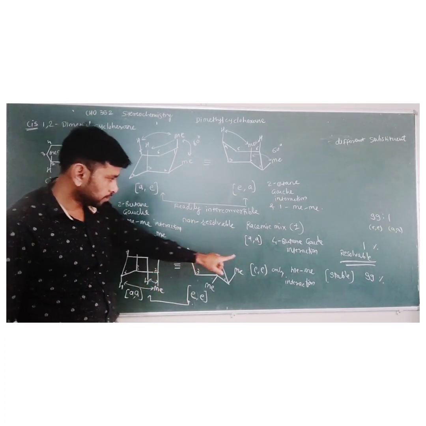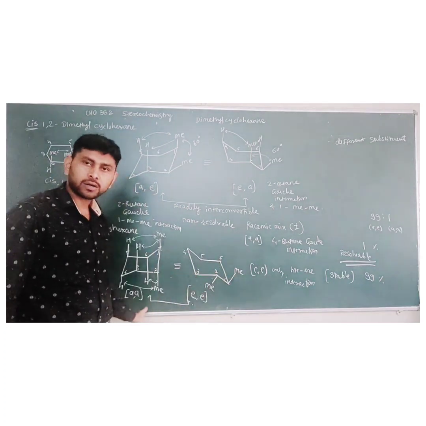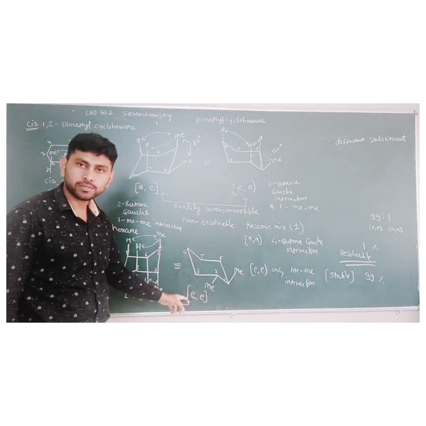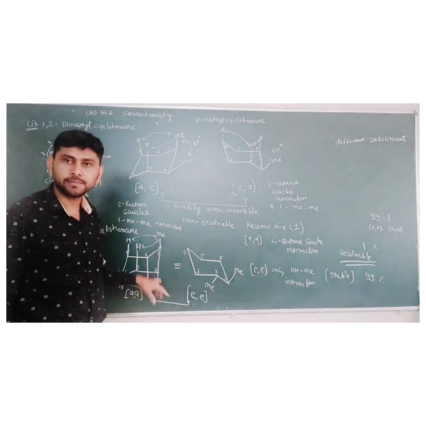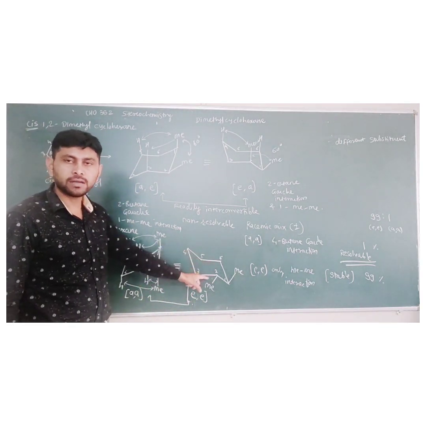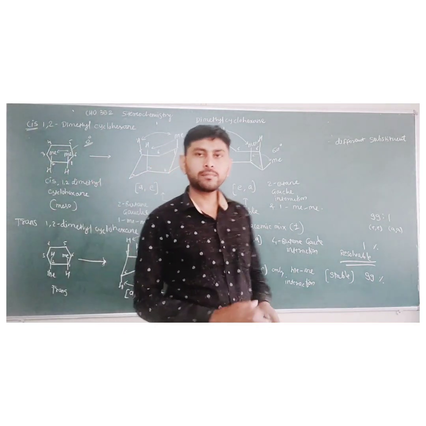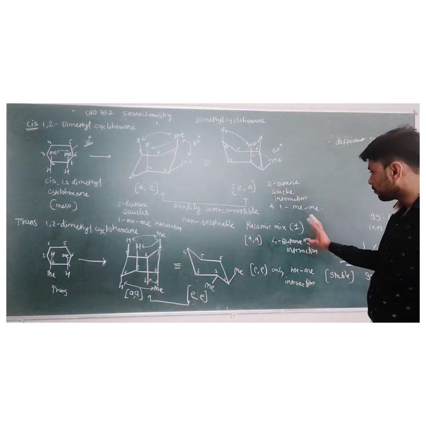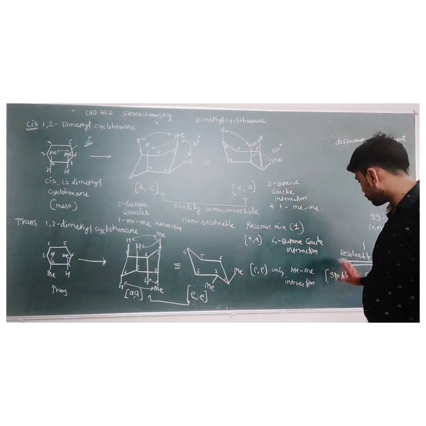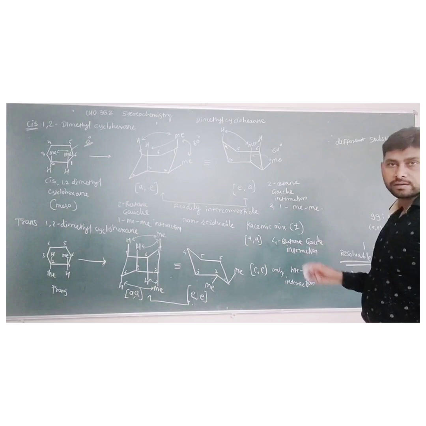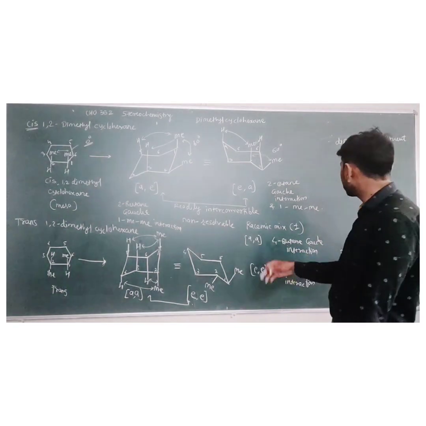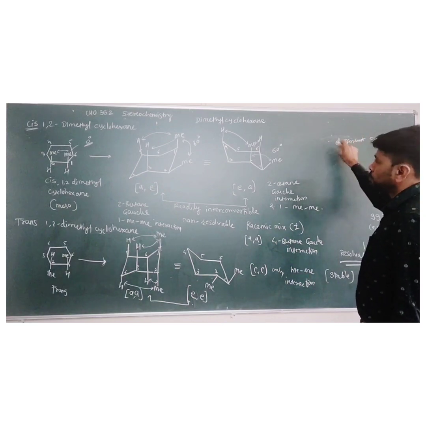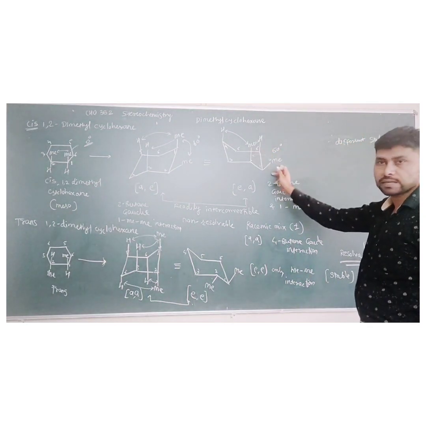In this structure, they are not readily interconvertible because both forms have different stability. The axial form is less stable, and the equatorial form is more stable. So due to this stability, we can resolve these compounds separately. Here the racemic mixture can be resolved. But here we have taken methyl as an example.